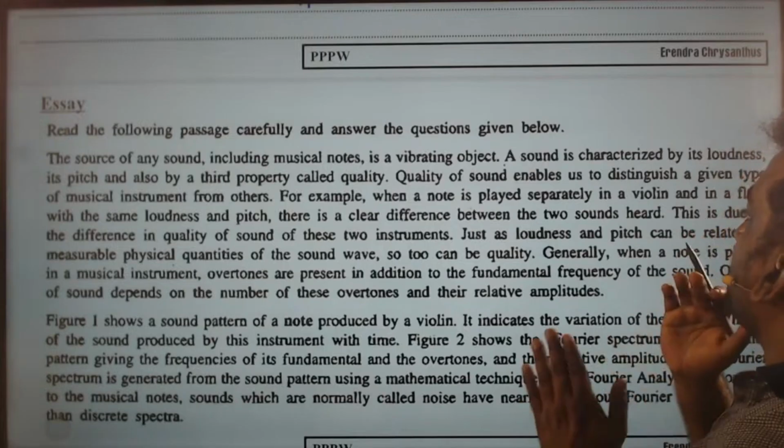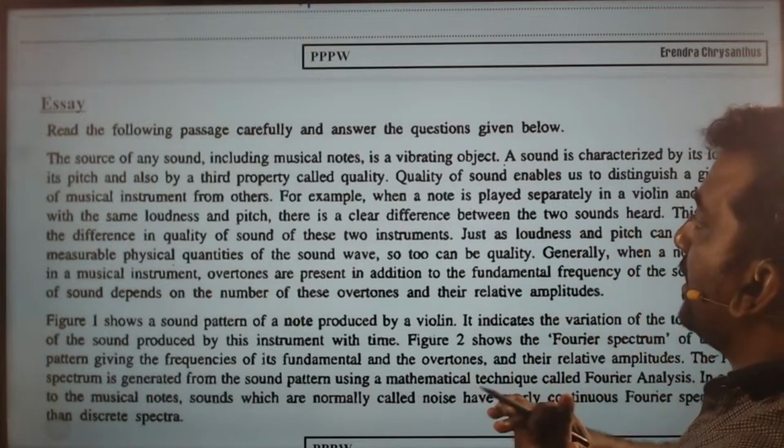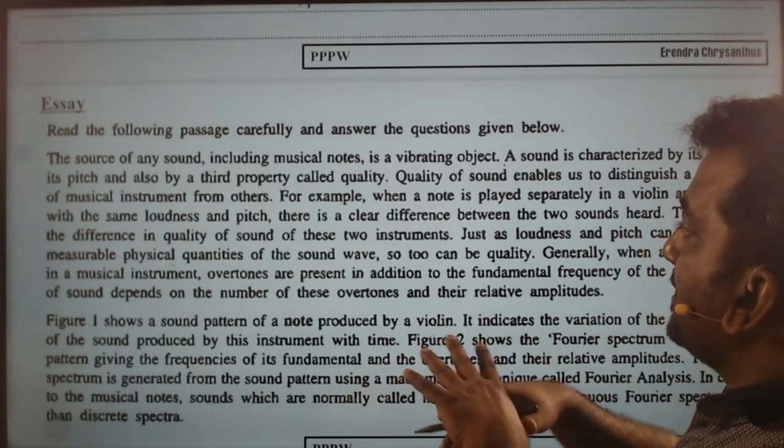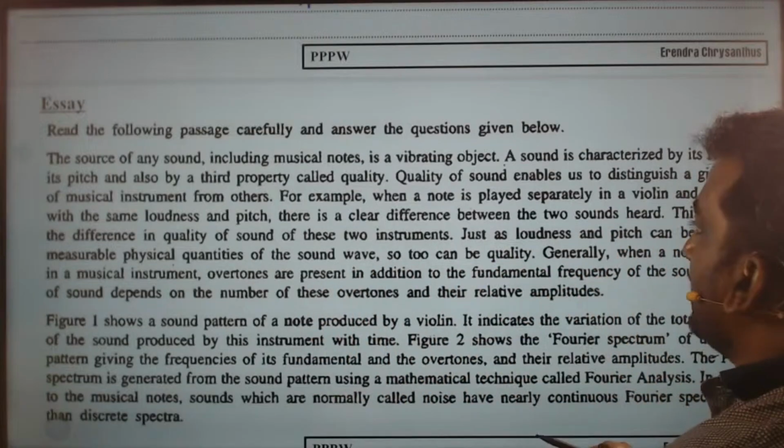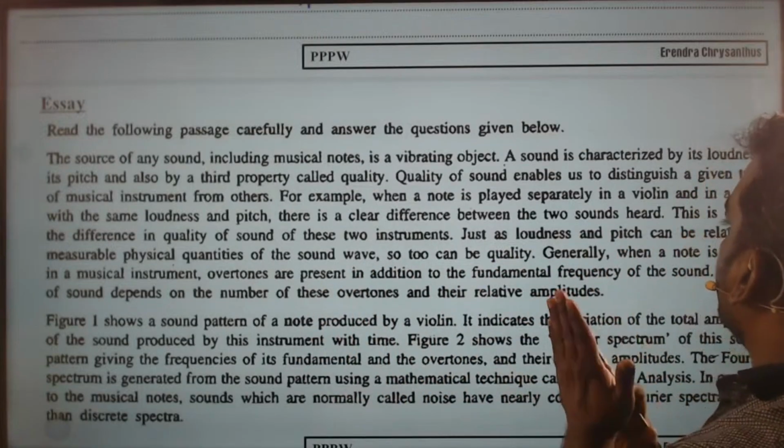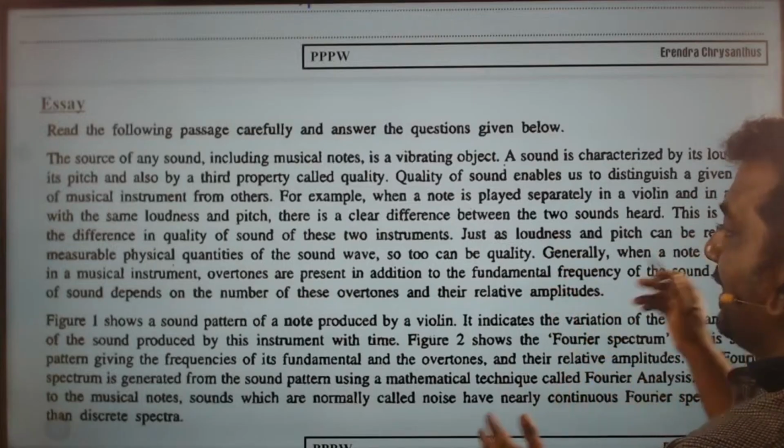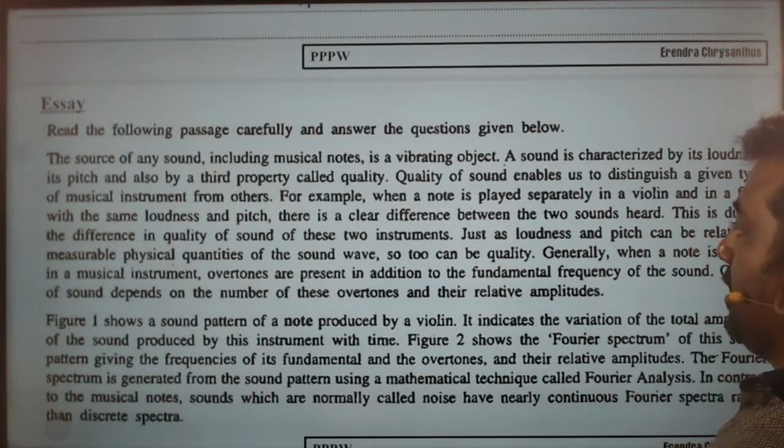For example, a note is played separately on a violin and a flute, with the same loudness and the same pitch. There is a clear difference in the two sounds. This is the difference in quality of sound. Just as loudness and pitch can be related to measurable quantities of the sound wave, so too can quality.